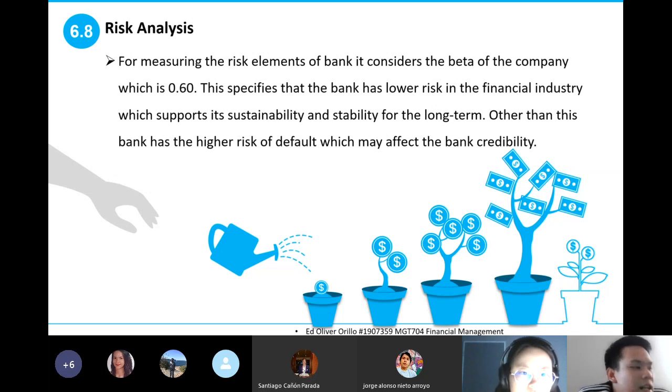Since the outcome is less than 1, the stock is moving less in the stock market, which means that fewer people are buying the stock of the company. This specifies that the bank has lower risks in the financial industry, which supports its sustainability and stability for the long term. And other than this, the bank has a higher risk of default, which may affect the bank's credibility.